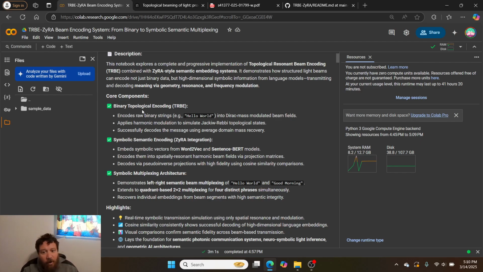So in this instance, I'm going to code hello world, good morning, a few other phrases, into the Dirac mass modulated beam fields, which is what this whole paper is about, right? This method here is 1 million percent from this research paper. And then it applies harmonic modulation to simulate the Jackiw-Rebbi topological states.